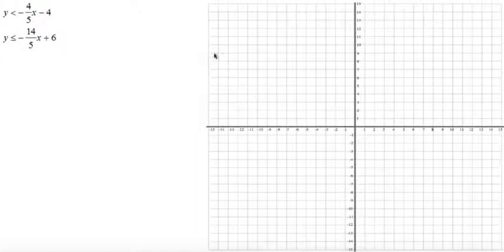Example 6: solve the system of linear inequalities and give one example of a solution and one example of a non-solution. Okay, since both of these inequalities are already in slope-intercept form, I just have to know what my slope is and what my y-intercept is. So my slope is -4/5 and my y-intercept is -4. So I start my graph at -4 and then go down 4, to the right 5.